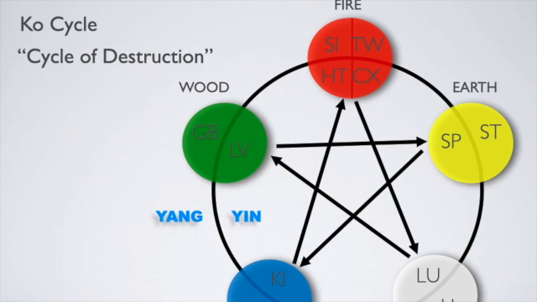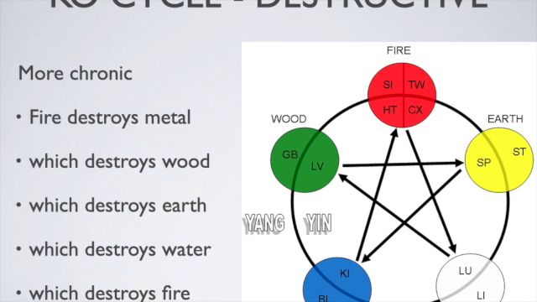The destruction cycle, which is the opposite. Fire destroys metal, which destroys wood, which destroys earth, which destroys water, which destroys fire. So as there's a need for creation, there's also a need for destruction. So the cycle can go on.